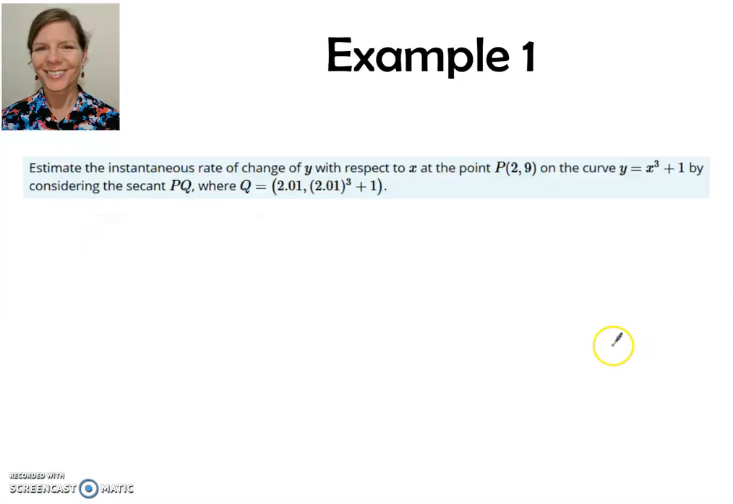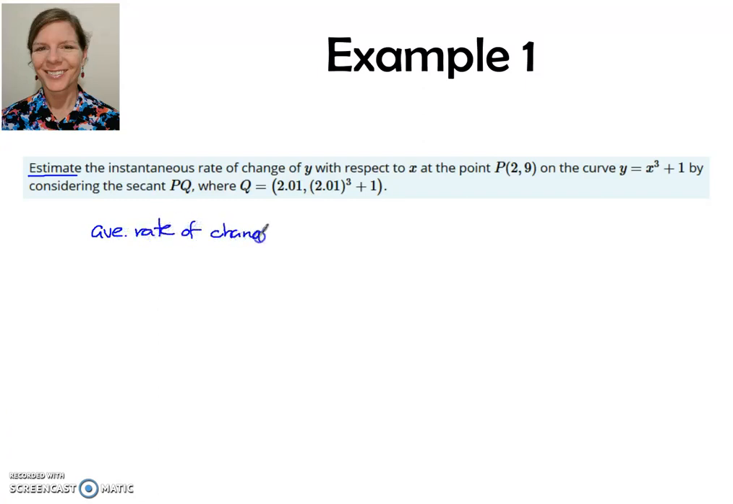For an example of this, we want to estimate the instantaneous rate of change of y with respect to x at the point (2, 9) on this curve. It's talking about estimating, and it's saying, let's consider a secant where q is 2.01, so p is 2, q is 2.01, so it's only 0.01 of a unit further along, so it's quite a small interval. The way you do that, of course, is using your average rate of change.